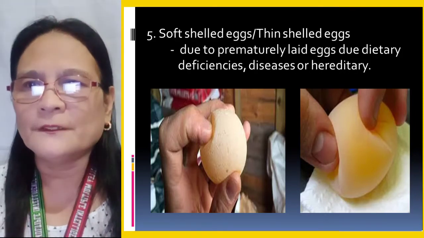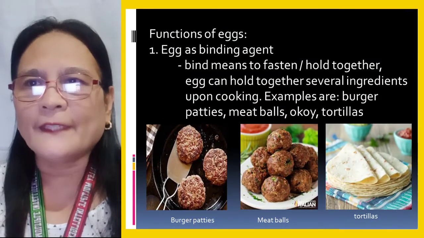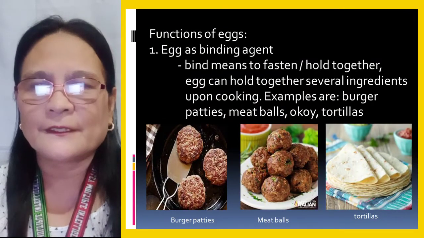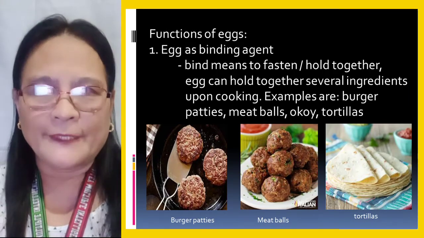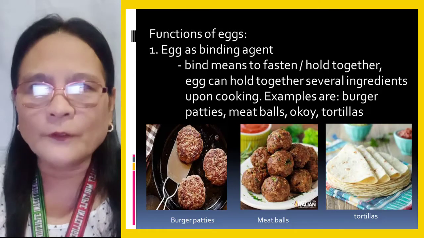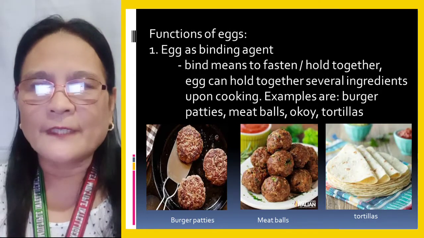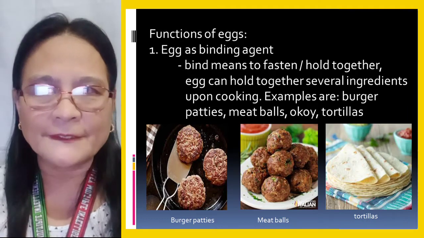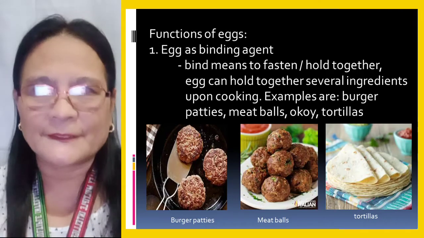Let us move on to the functions of eggs. Number 1, egg as binding agent. Bind means to fasten or hold together. Egg can hold together several ingredients upon cooking. Examples are burger patties, meatballs, okoy, and tortillas.